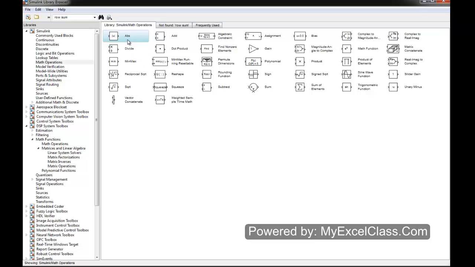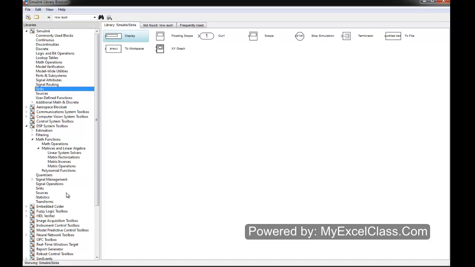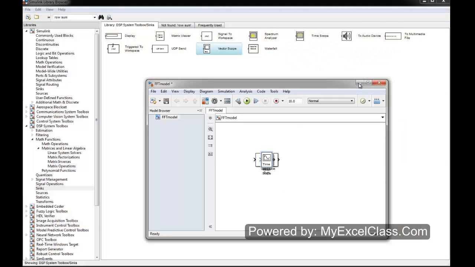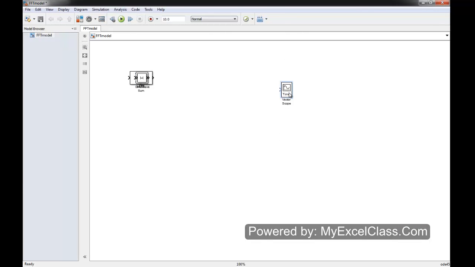Add to FFT. And then we need a plot, a vector scope. So this will come into sinks, or within Matlab, within the DSP vector scope. Here's your vector scope. Add it to your plot. So now open your plot. So time vector, FFT, sum matrix, and sine wave. So start connecting.